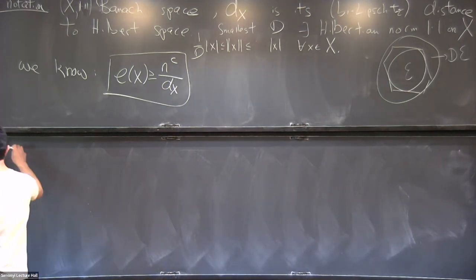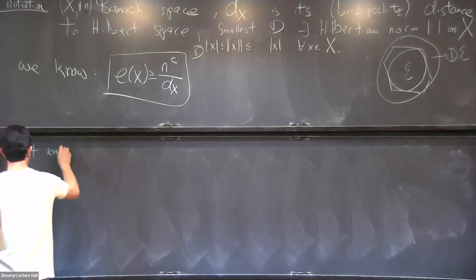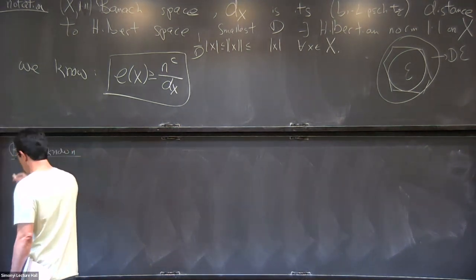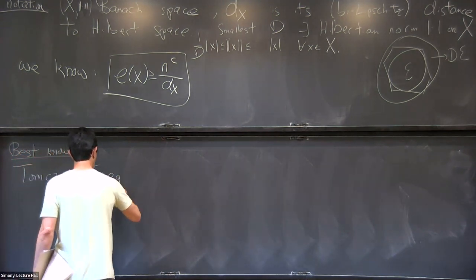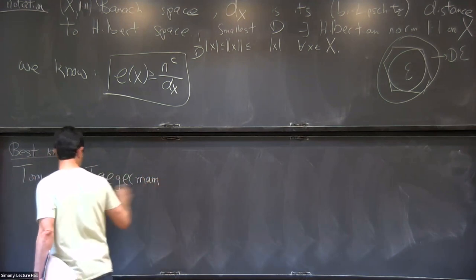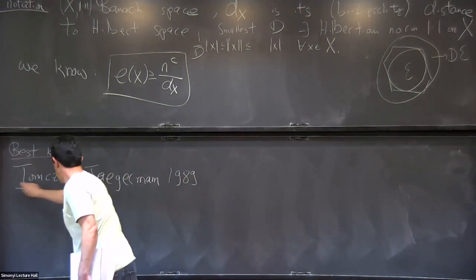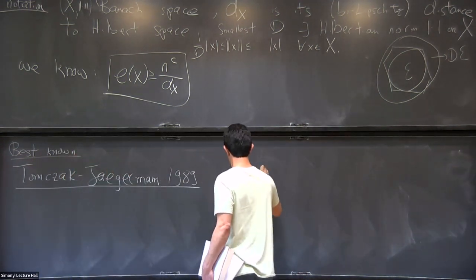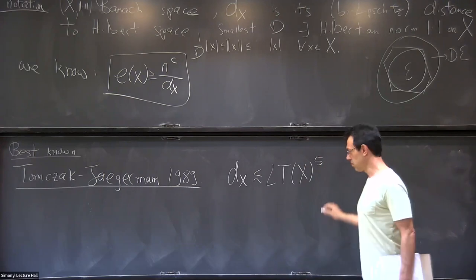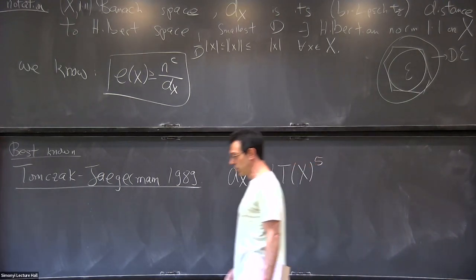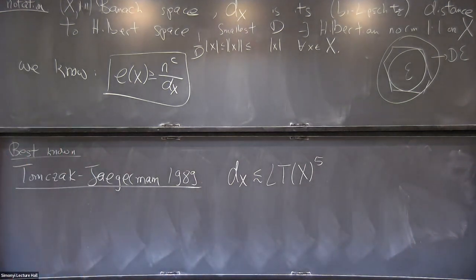But the best known bound is a theorem of Tomczak-Jaegermann. It appeared only in her book. Very clever. In 1989, she proved that d of x is less than lt of x to the power 5. I recommend reading this just because it will force you to learn essentially all of the local theory of Banach spaces. It really uses everything that was known at the time. A lot of very nice mathematics goes into this. So the obvious open question is, can you get the square there? And we still don't know the answer.